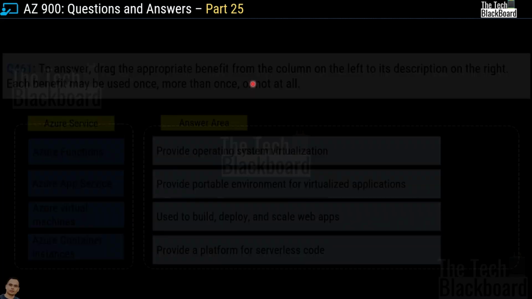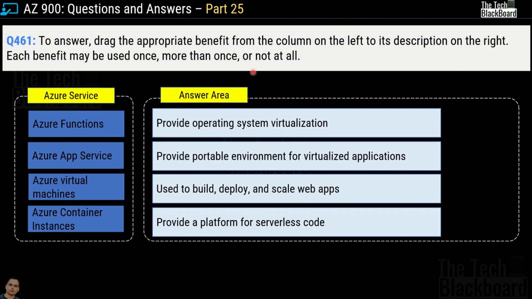So let's begin with question number 461, which is a drag and drop kind of question. Here you can see we are given some of the Azure services on the left hand side, and then we are given one line definition of all these services on the right hand side. So basically you have to match these Azure services with these one line definitions. Let's read the services. We are given Azure Functions, Azure App Service, Azure Virtual Machines, and Azure Container Instances.